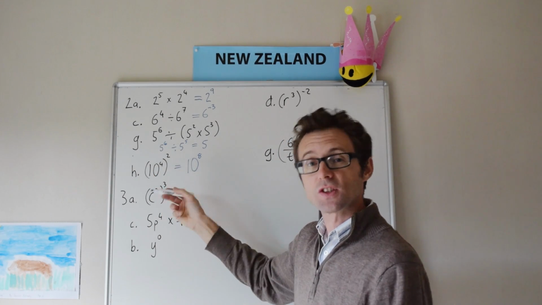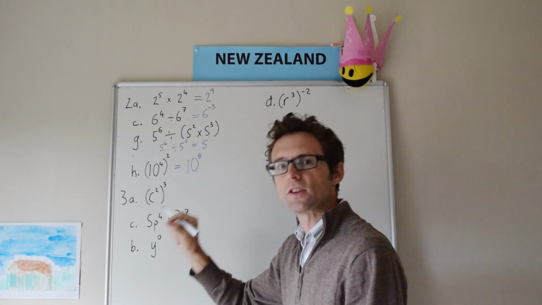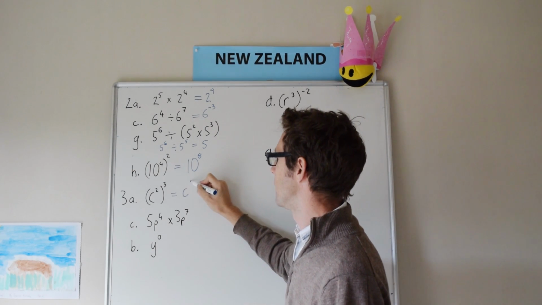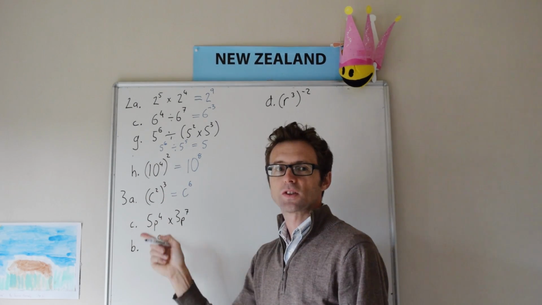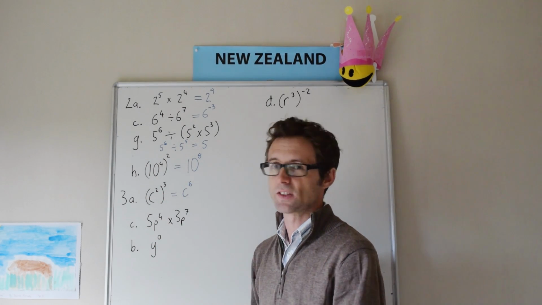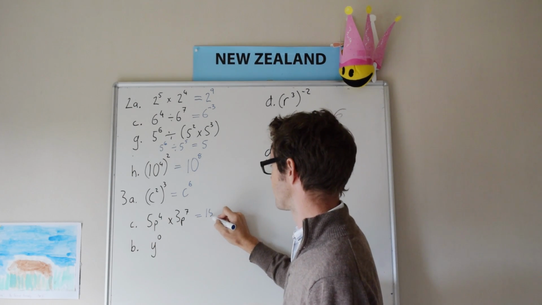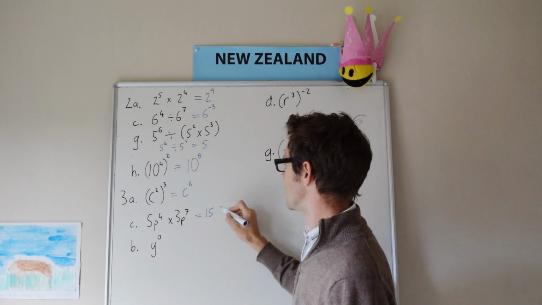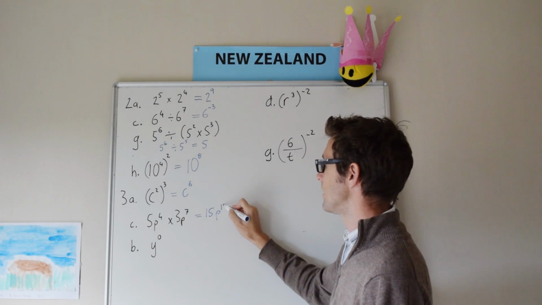Again, rule 3, but this time we're using a letter, so c squared cubed is c squared times c squared times c squared, so c to the power of 6, 3 multiplied by 2. Now this one here, we've got some coefficients in here, so this makes things a little bit more interesting. 5 times 3 is 15. p to the 4 times p to the power of 7. So this will be p to the power of 4 plus 7, which is p to the power of 11.